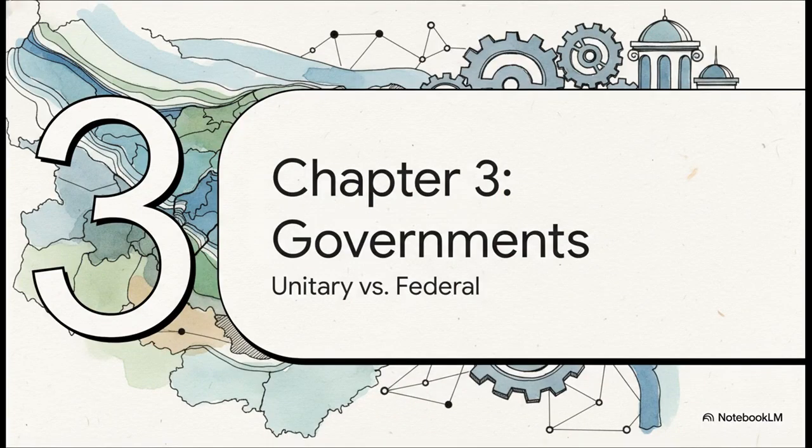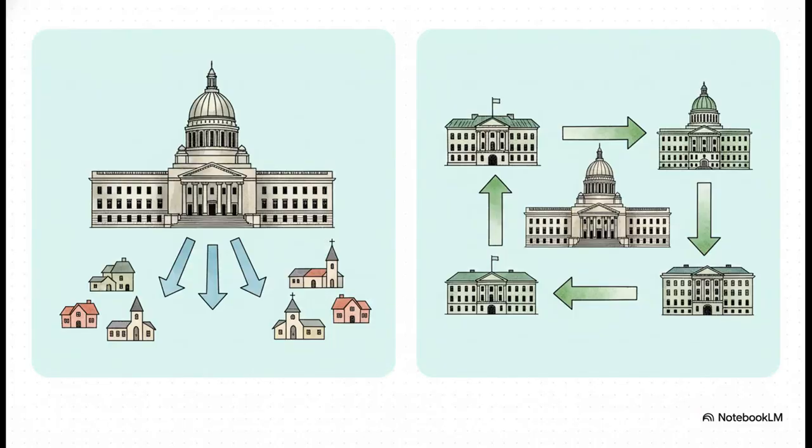All right, moving on to Chapter 3. We've covered what states are and the borders that define them. Now let's step inside and look at how governments actually organize all that power. When you boil it all down, there are really two main models. You've got the unitary system, where power flows from the top down. The central government holds almost all the authority. This tends to work well in smaller countries that are culturally similar, like France or Japan.